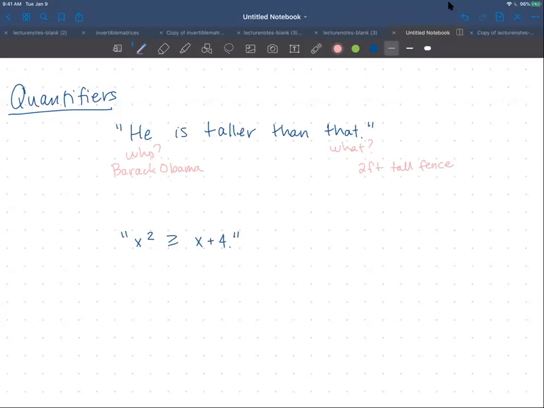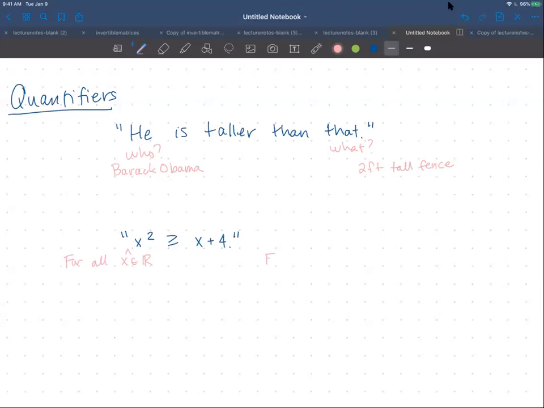Now, we're probably not going to talk a lot more about Barack Obama and linear algebra, whether that makes you happy or sad. There's no value judgments here. But we do run into statements like the one below, like x squared is greater than or equal to x plus 4. And again, I don't have enough information to know what the truth value of this should be. I mean, I could say, for all real numbers x, x squared is greater than or equal to x plus 4. And that's false, because if we take the real number 1, 1 squared is 1, and that is not greater than or equal to 5 on the other side.